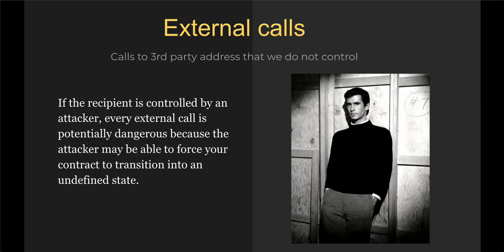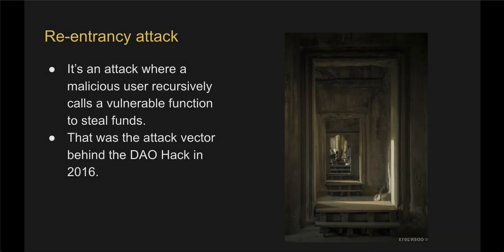And one such example is a re-entrancy attack. It's really simple, and I believe one of the oldest types of attacks in smart contracts. It's an attack where a malicious user can recursively call a vulnerable function to steal funds. And that type of attack was really the attack vector behind the DAO hack in 2016 that led Ethereum to do a hard fork.